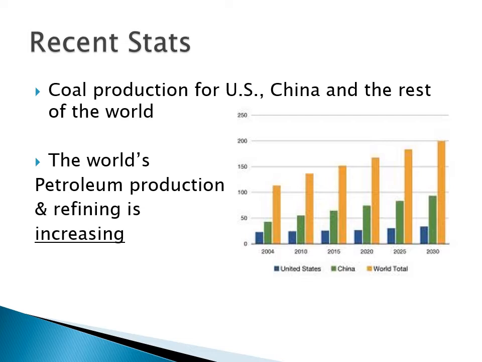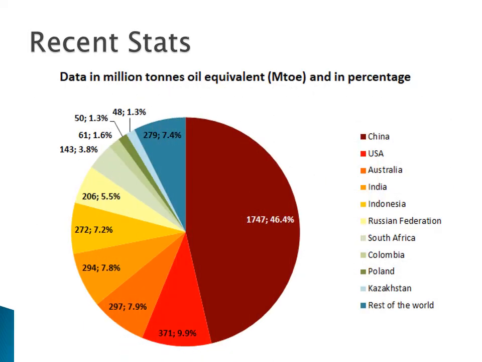I also wanted to show you another diagram of how the statistics are broken down. You can see China is still almost like 50% of this total coal production. This one is total coal production for 2017, and they measure it in millions of tons of oil equivalent. So they're relating it to how much coal equals in oil, so they can actually compare numbers.